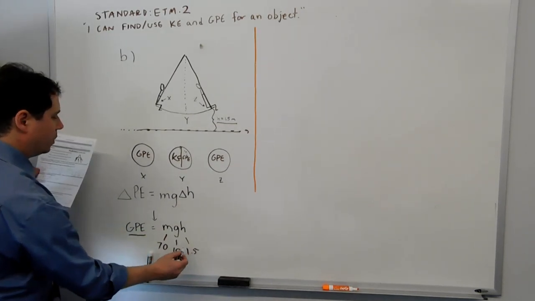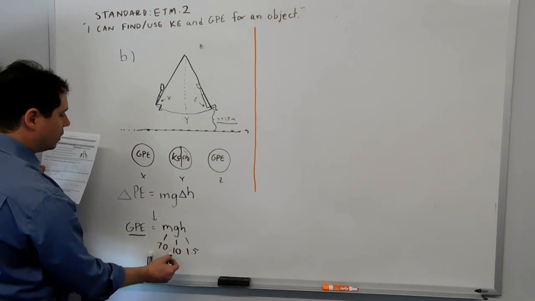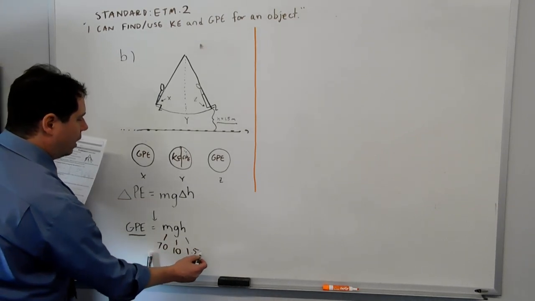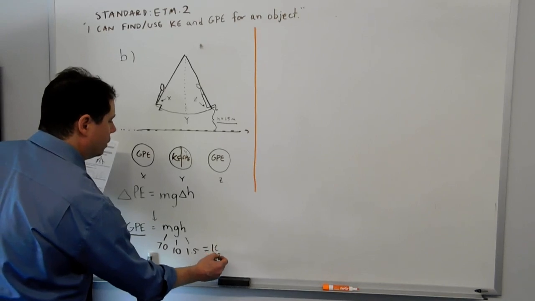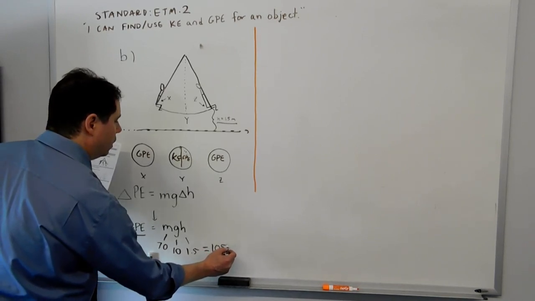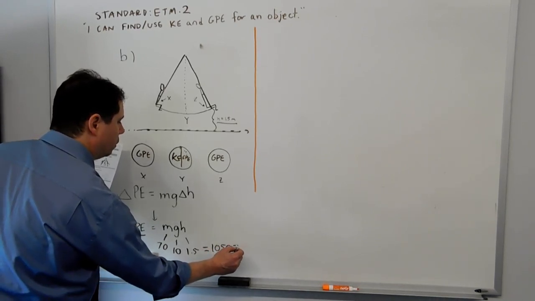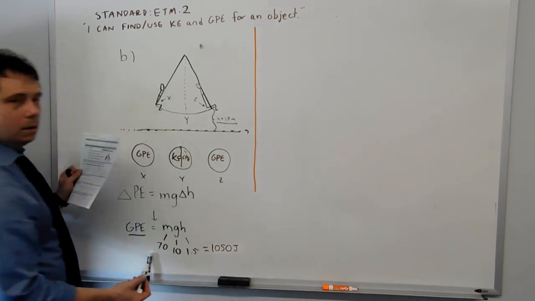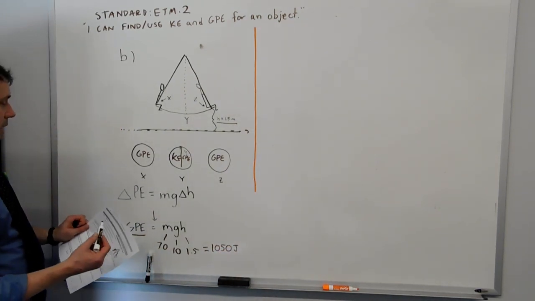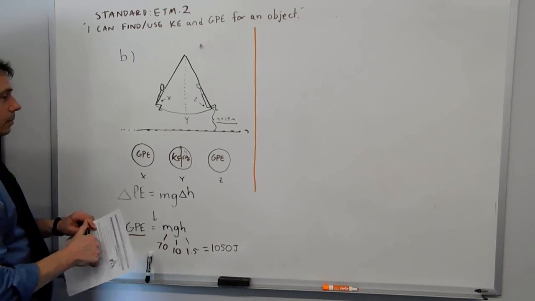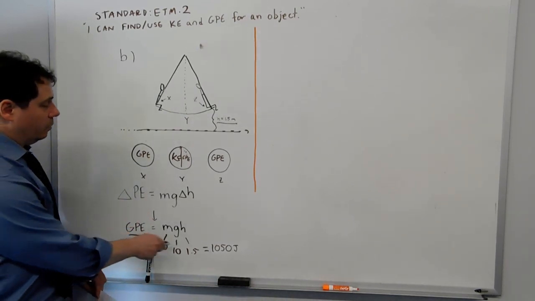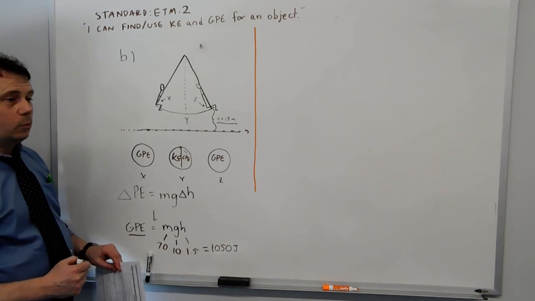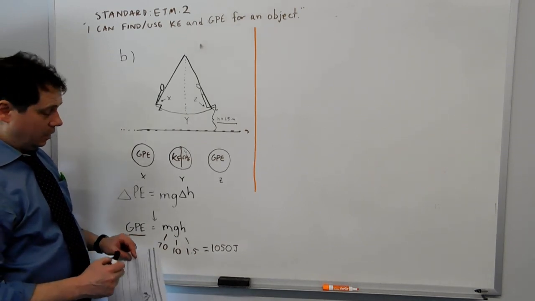And you multiply all those numbers out. 70 times 10 is 700 times 1.5 equals 1,050 joules. That's it. That is the answer, and that is how to solve that problem. We'll need this information to go on and do a slightly more complicated problem next in question C.